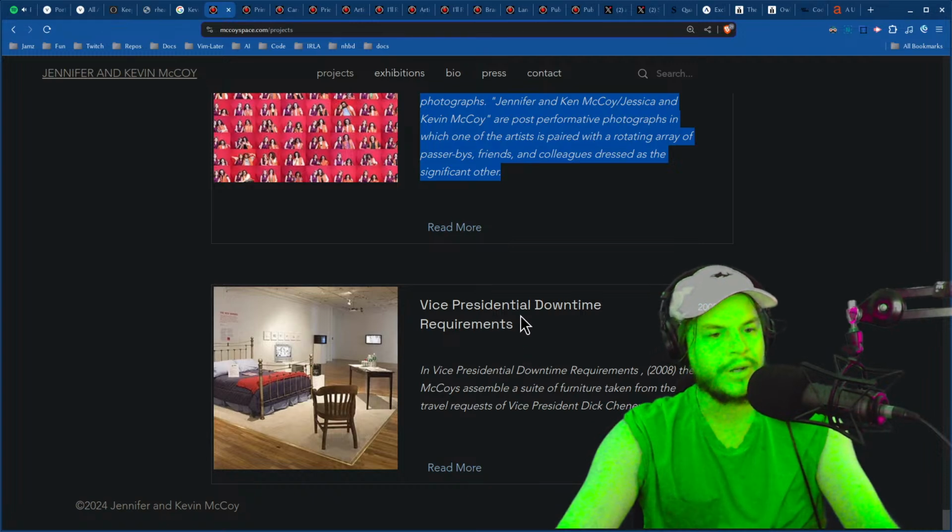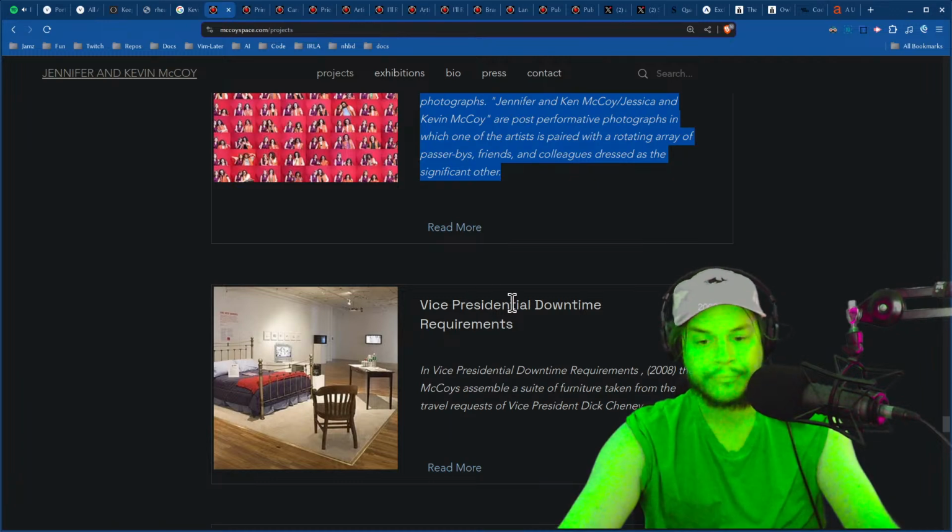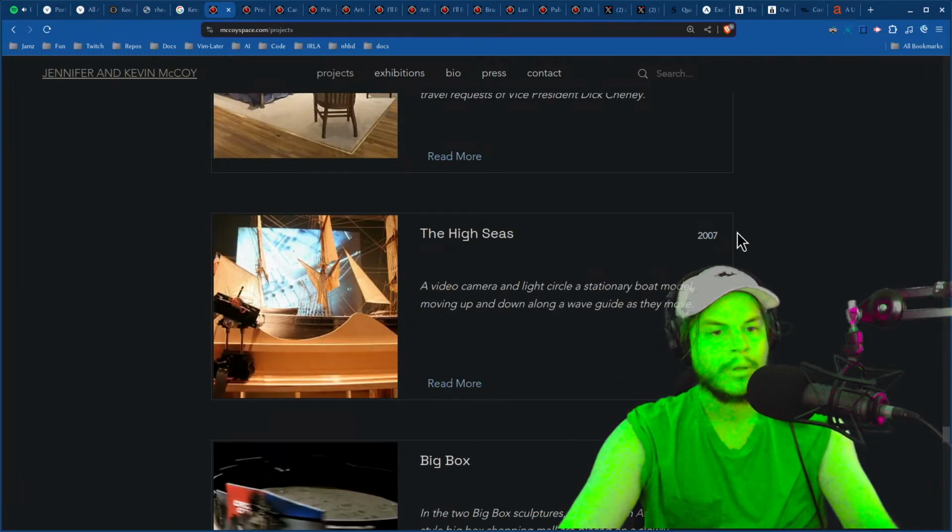In the vice presidential downtime requirements, the McCoys assemble a suite of human furniture taken from the travel request of Vice President Dick Cheney. Cool. The High Seas: a video camera and light circle a stationary boat model moving up and down a wave as they guide.